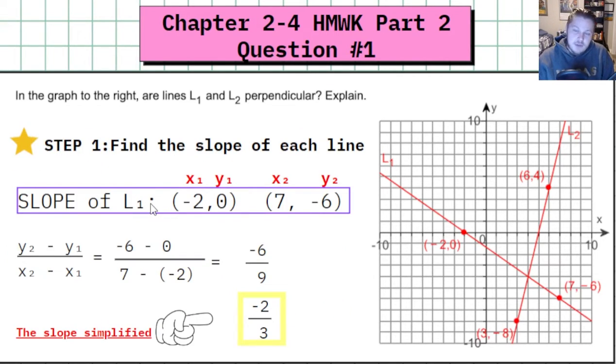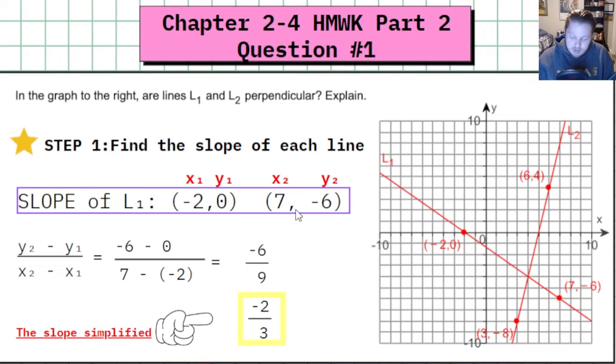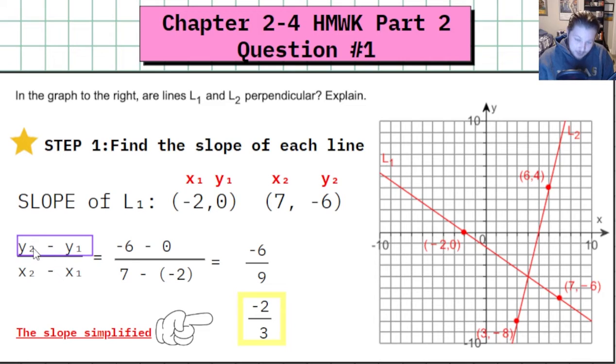So what I have to do is find the slope of each of these lines. Let's start with L1, right? L1 has points at (-2, 0) and (7, -6). I need to find the slope. So all I'm going to do is take my slope formula and plug it in. My y2 is -6 minus 0, my y1, or 0 here. And then my x2 minus x1, that's 7 minus -2.